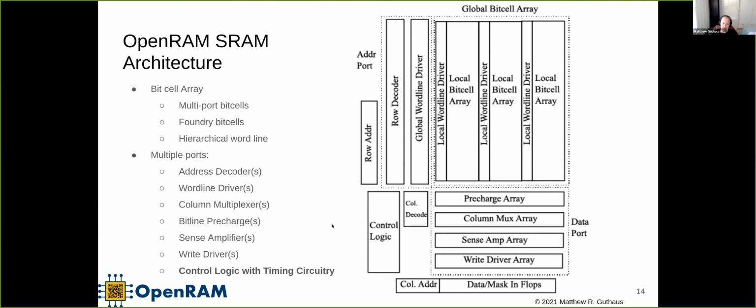Now, for the control logic with timing circuitry, right now we do a replica-based timing where it actually uses a column in the bit cell array that drives a 0 on the bit line. So that's a self-timing approach. That's had challenges integrating with certain technologies because you do need a slightly modified bit cell to do that. And so this summer, we're working on making not only a regular delay line based timing, but we're also going to be integrating that asynchronous interface from Yale. So you'll have 3 different control logic options in OpenRAM. And I think that's going to be an exciting addition to the project.